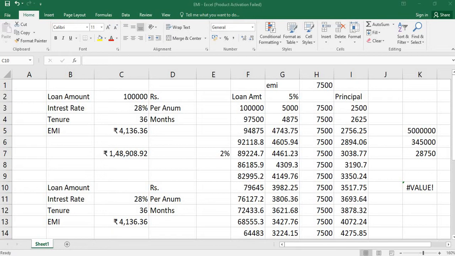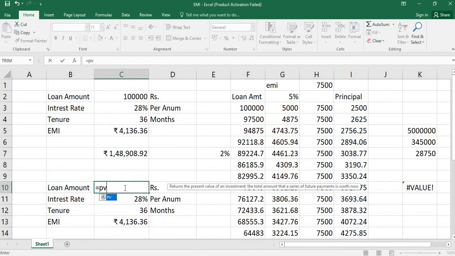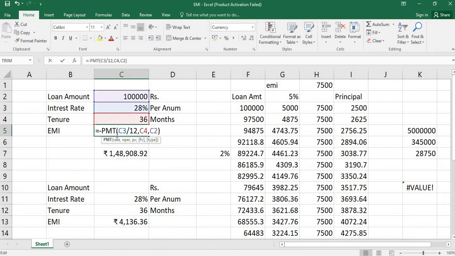Today I'm going to teach you how to calculate the present value formula, the PV formula in MS Excel. Before this class, we taught you about the PMT formula. Actually, the PMT formula is a payment formula. It is used to calculate the EMI.